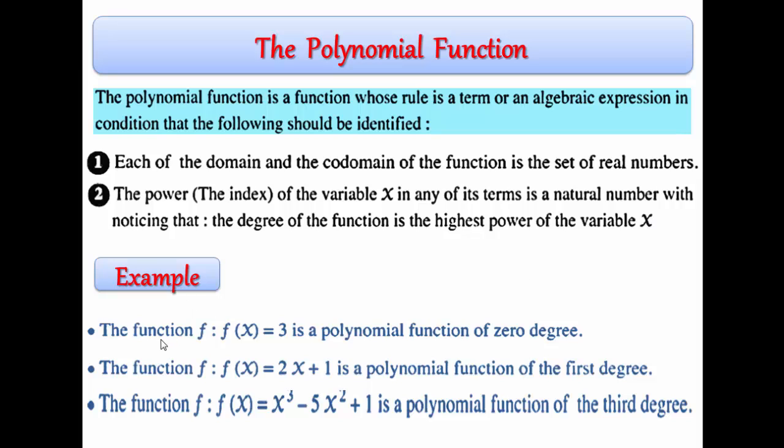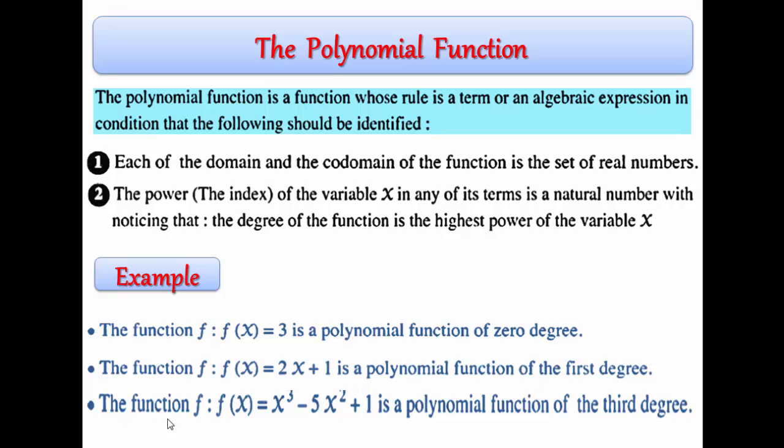For example, the function f of x equals 3 is a polynomial function of 0 degree. Why is it 0 degree? Because we don't have any symbol here, we have only numbers, so its degree will be 0. The function f of x equals x plus 1 is a polynomial function of the first degree. As shown here, the power of x is 1, so it is a function of the first degree.